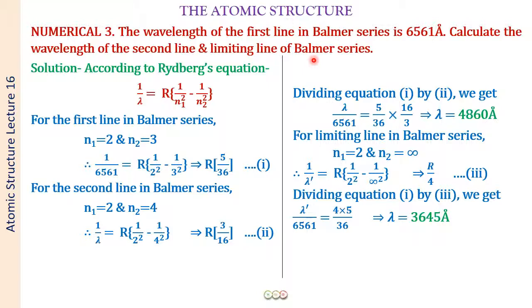The next part is you have to find the wavelength of the limiting line. So for the limiting line, n2 is going to be what? It is going to be infinity. Right, the limiting line is the line of the highest frequency and the shortest wavelength. Fine. So we are going to get here 1 by lambda dash is R by 4. Again divide the first equation by the third equation. You are going to get the lambda for the limiting line to be 3645 Angstrom. And from here you can even see that the wavelength of the first line is the longest wavelength, and the wavelength of the series limit, the limiting line, is the shortest wavelength.